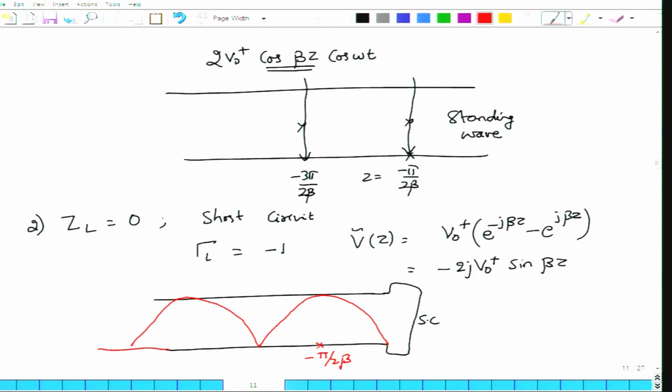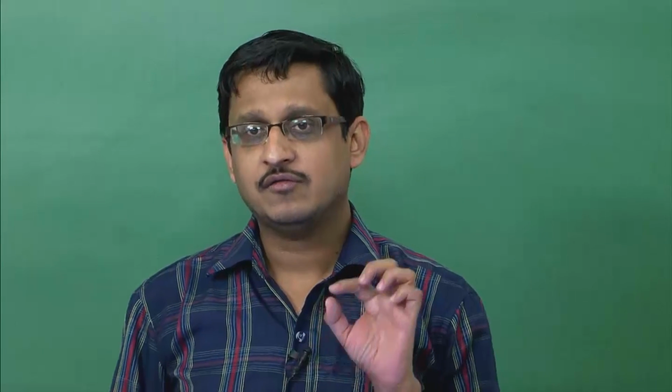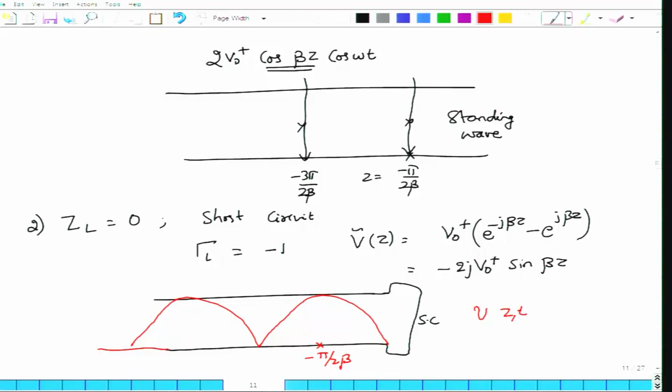This is the location of the first maximum when I terminate the transmission line with a short circuit. Previously, this was the location of the first minima when I had terminated the transmission line with an open circuit. I will leave this as an exercise for you to find out what is the voltage V of z,t. From the phasor you should be able to find out what is V of z,t and also find out whether you get a standing wave or a travelling wave as a result of this.